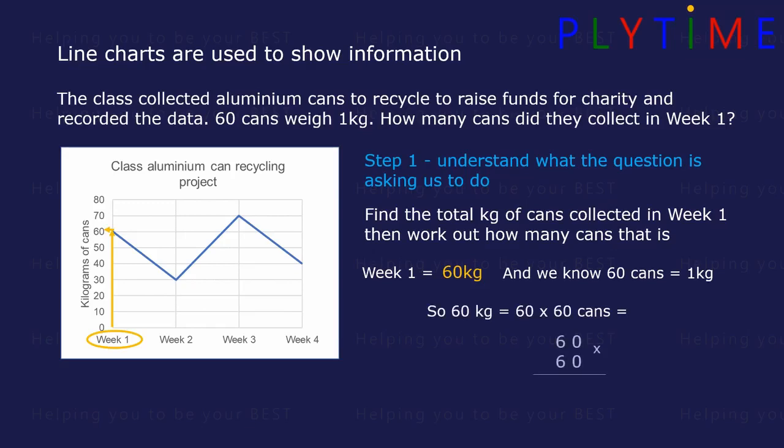We can do the multiplication in our columns. 0 times 60 is 0, and then 6 times 60 is 3,600. So the answer equals 3,600 cans.